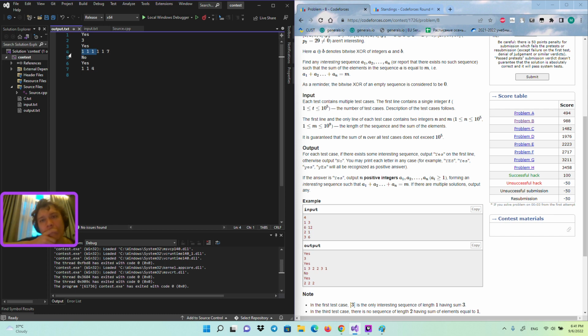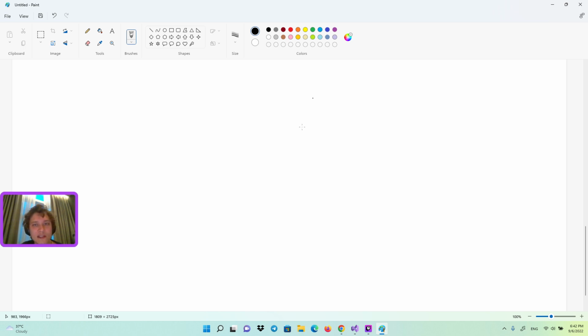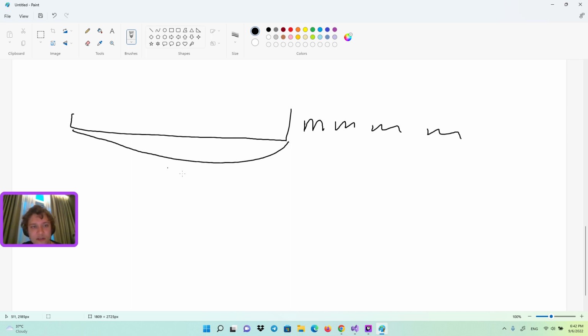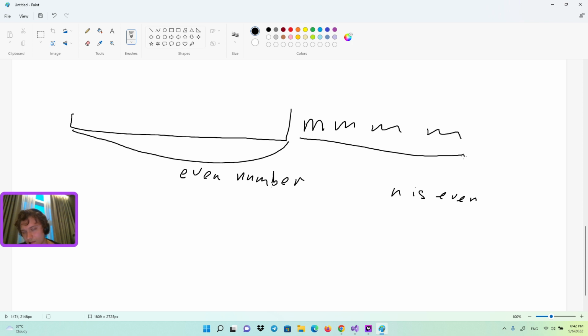Interesting. What do we do here? So let's assume that n is even. In this case, let's take the maximum and all the maximums. And the rest of the numbers, there should be an even number of them. And n is even, so we have to have this number also even. So we have to have two maxima.